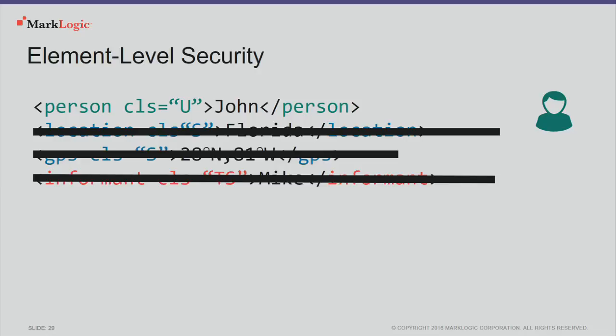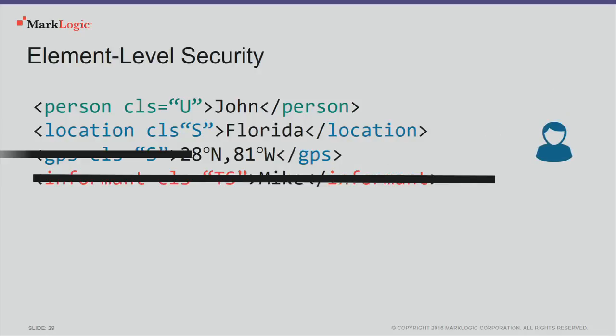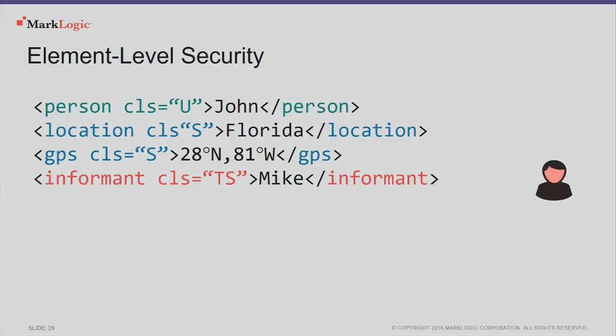If I try to do an fn:doc, this is gone. Okay, that's the idea. If I have a different role, I can see, for instance, the location. And of course, somebody with the top secret role here will be able to see the entire document, will be able to do search, will be able to search for Mike. So there's only one person that can actually search and find documents that have Mike with top secret. So that's how, in principle, it works.